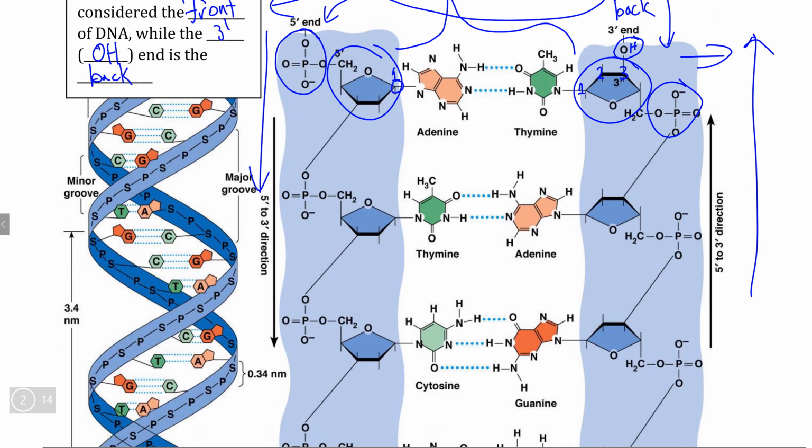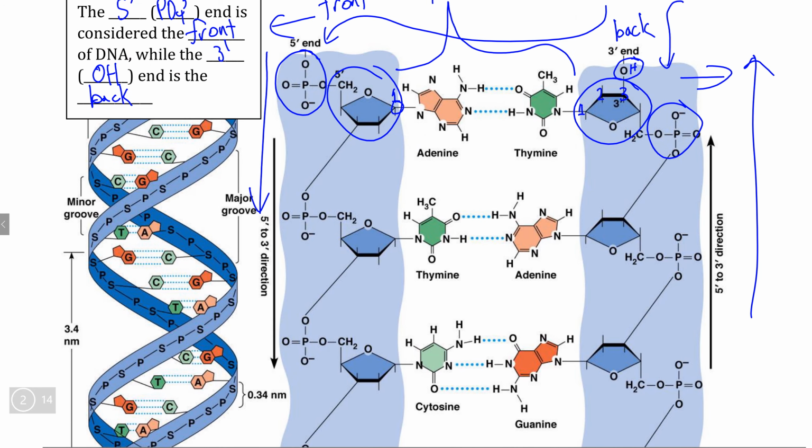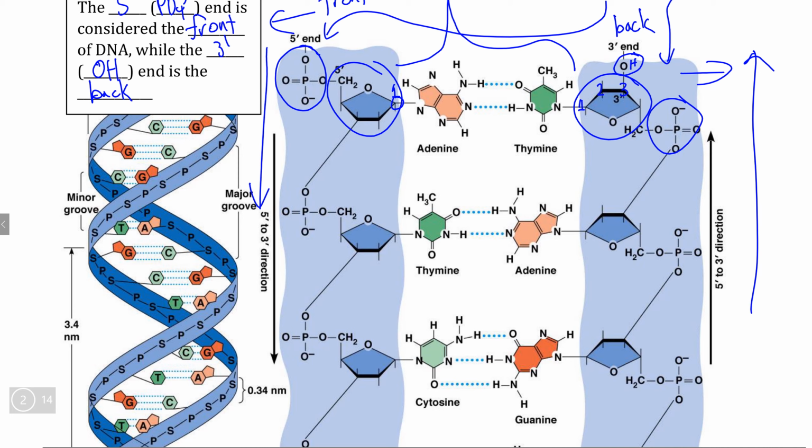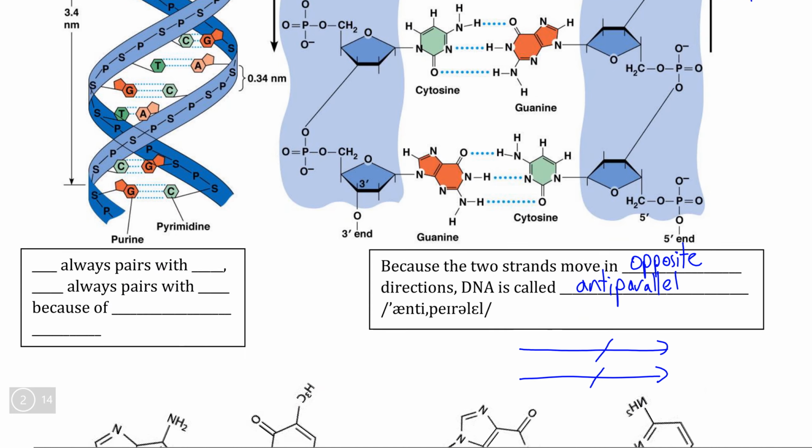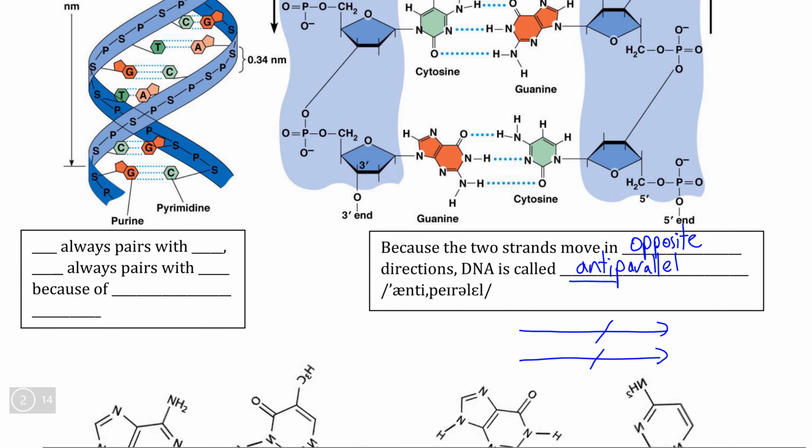And this is true, especially if we look at the backbones. The backbone of one end will never touch the backbone of the other end, but we say that DNA is anti-parallel because even though the two strands will never touch each other, they are said to be moving, or said to be read, in opposite directions.